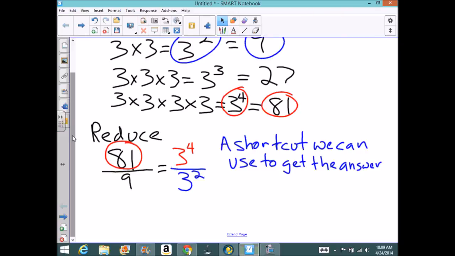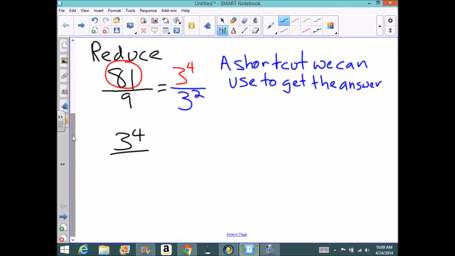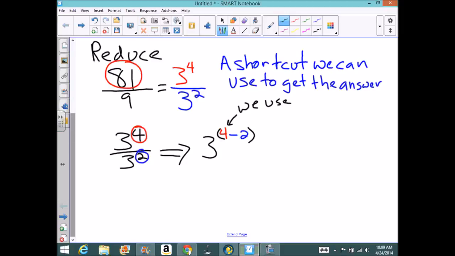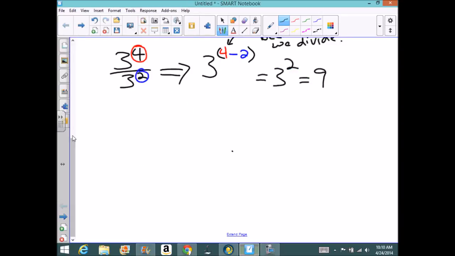How do I write that? Well, since I'm going to cancel 2 3's on the top and 2 3's on the bottom, it's the same as saying 3 raised to the 4 minus 2. Now what that means is I'm going to be left with 2 on the top. The reason that we use the minus sign is because we're dividing. And because we're dividing, we're going to take the first power and subtract the second power from it. That leaves us with 3 squared, which is equal to 9.